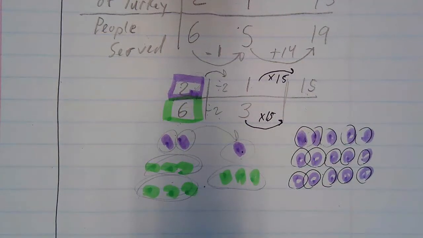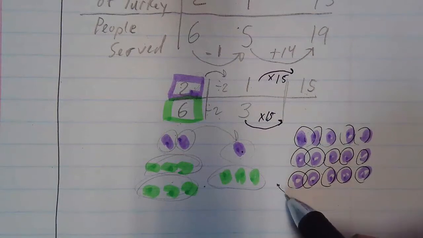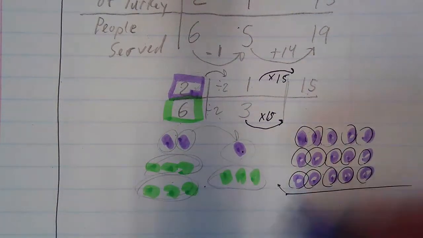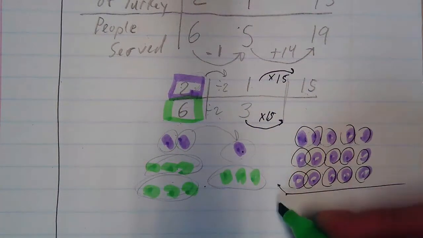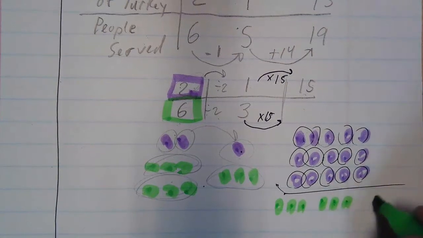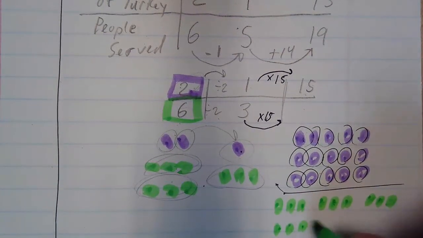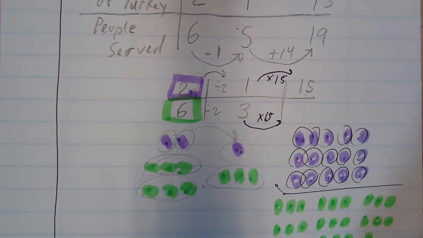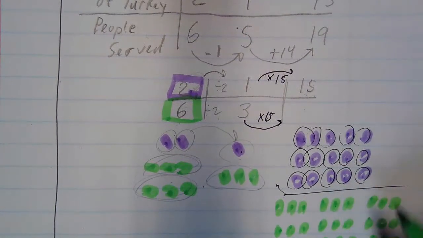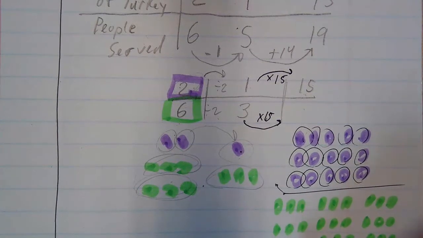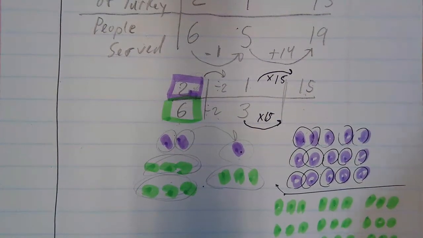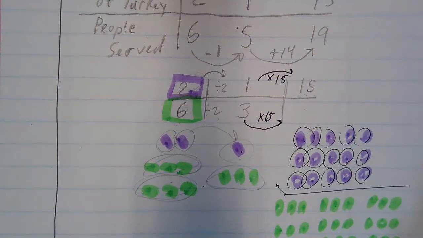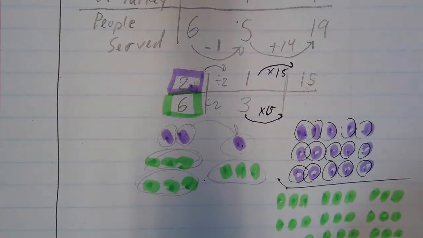Oh, here we go. You know what? I started it. Might as well follow through. 15 groups of 3. 1, 2, 3. 1, 2, 3. That's... Wow. That's only 9 groups of 3. Oh my god. 10, 11. That is 12 groups of 3. Oh my god.